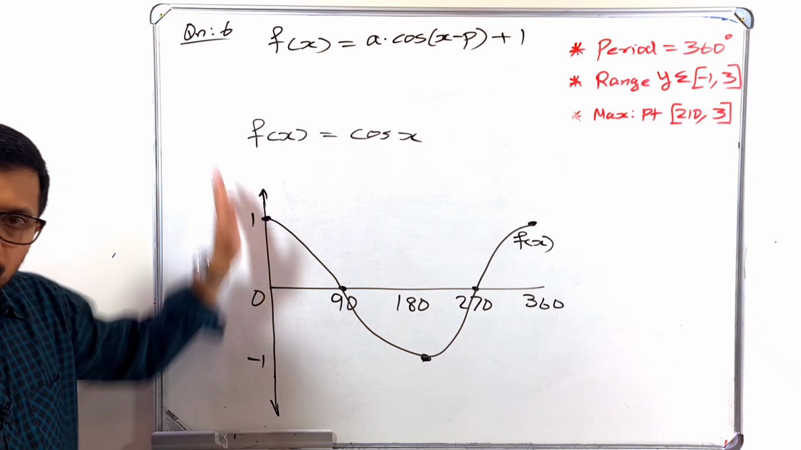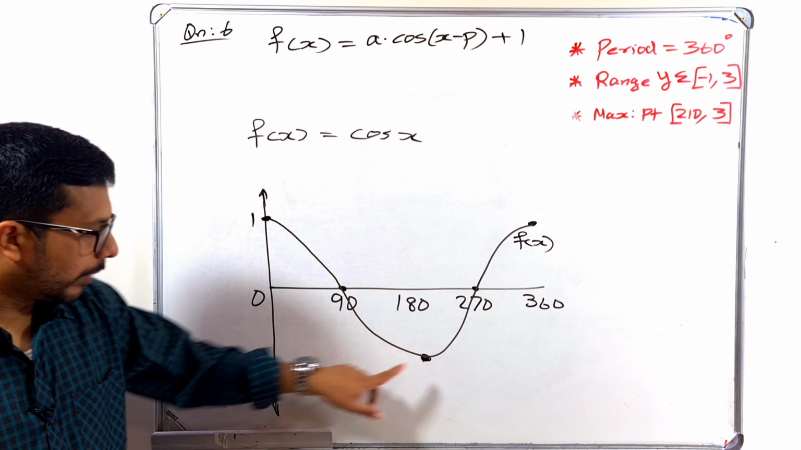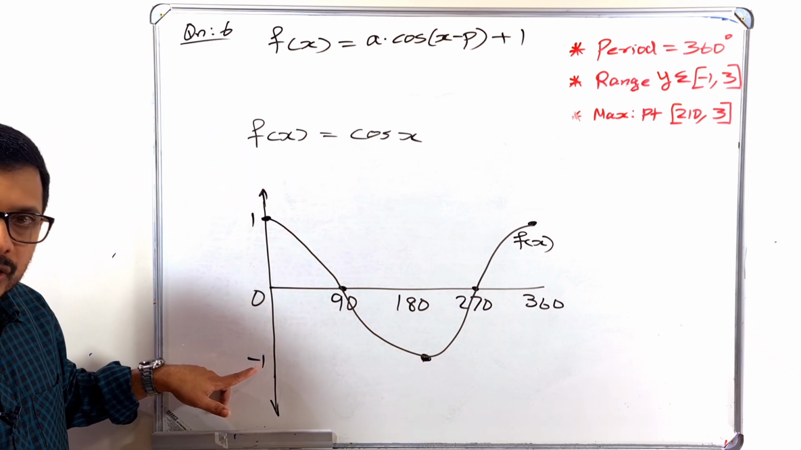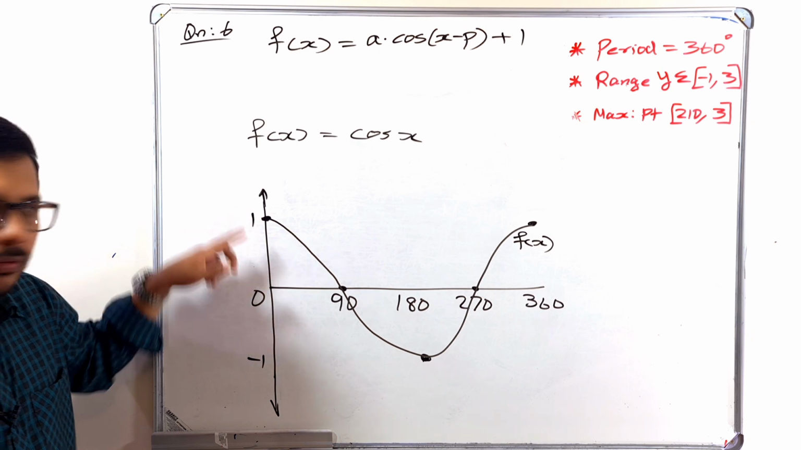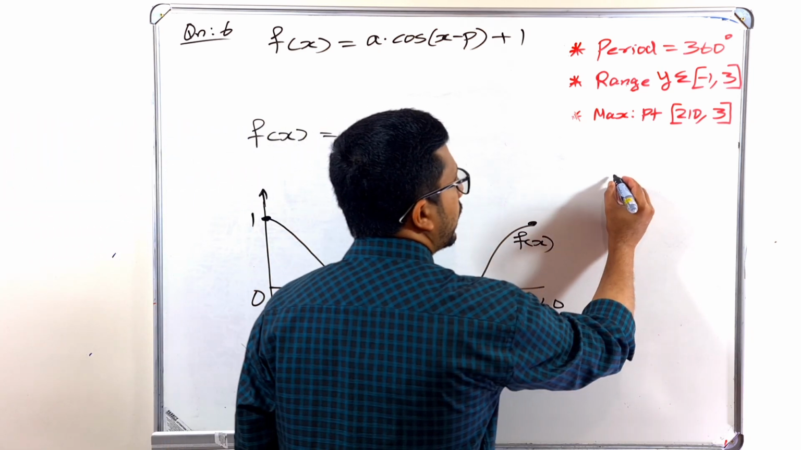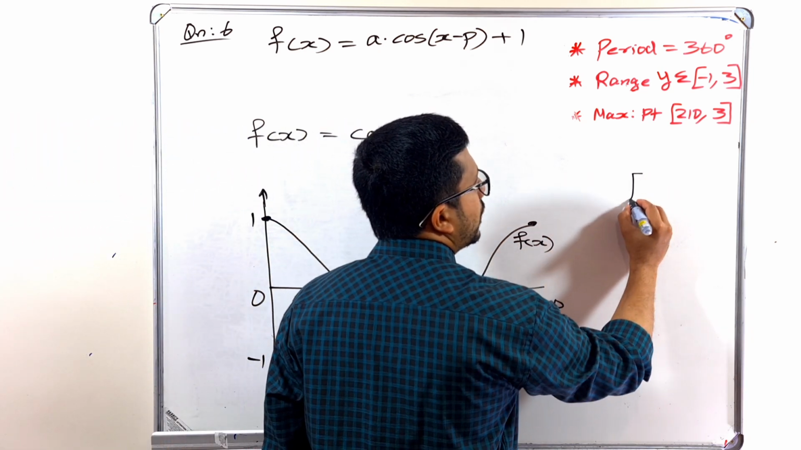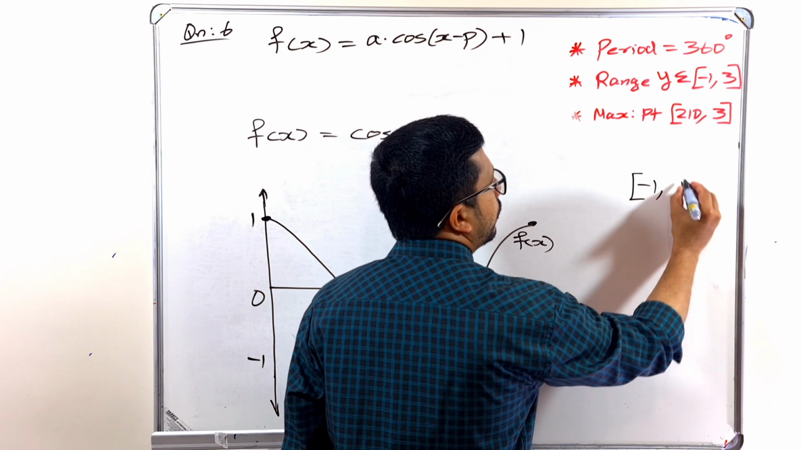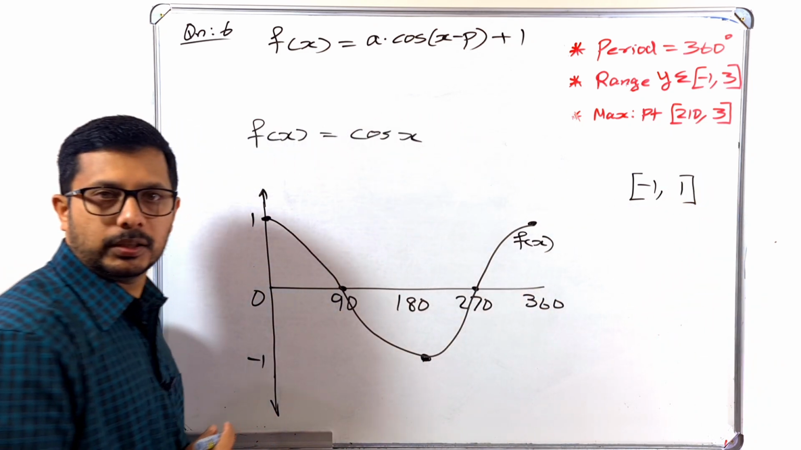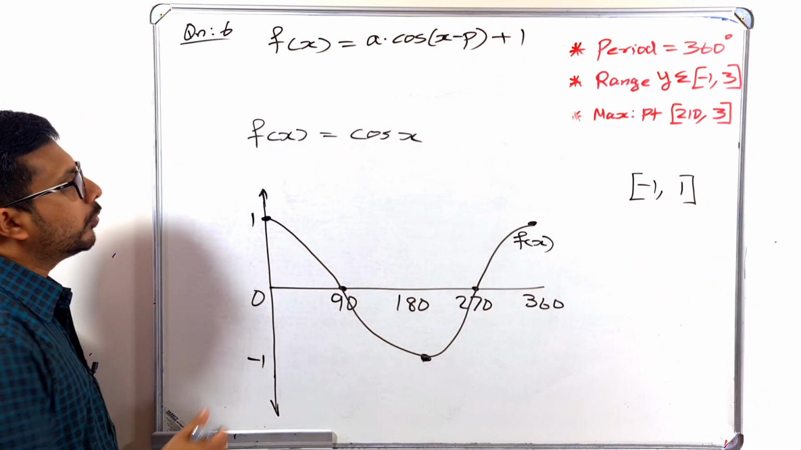The range means the y value. So the minimum value is -1 and the maximum value is 1. So in this cos x graph, the range is -1 to +1. Am I right?